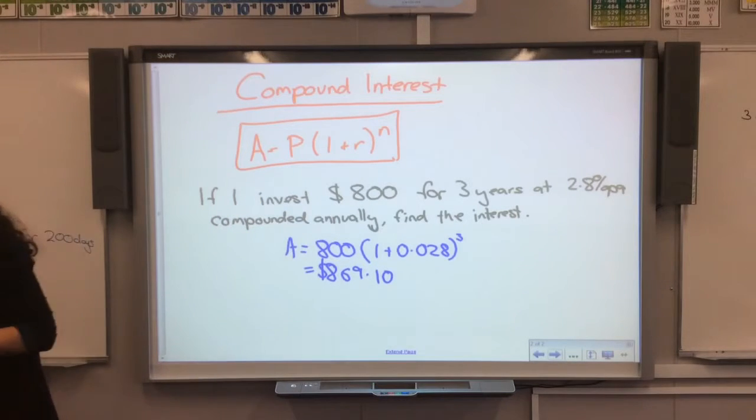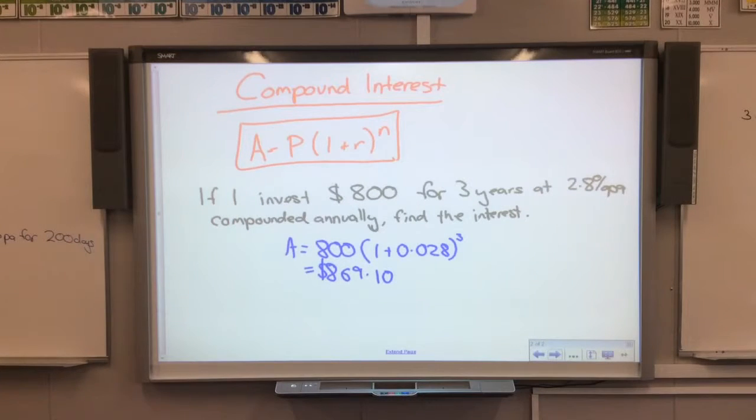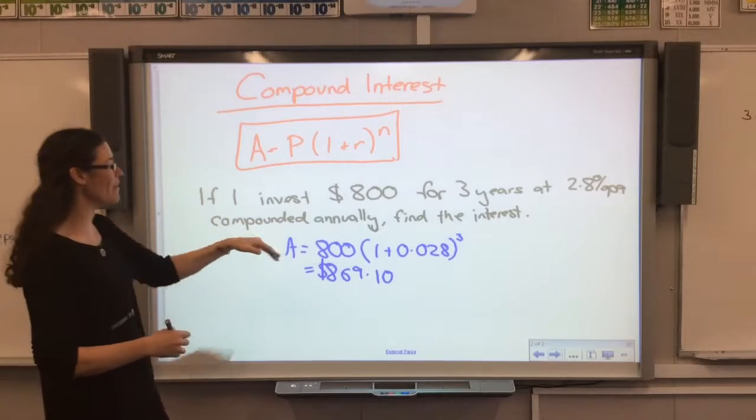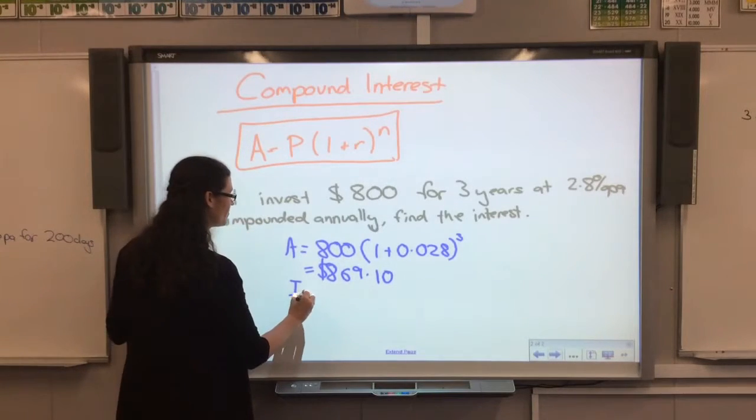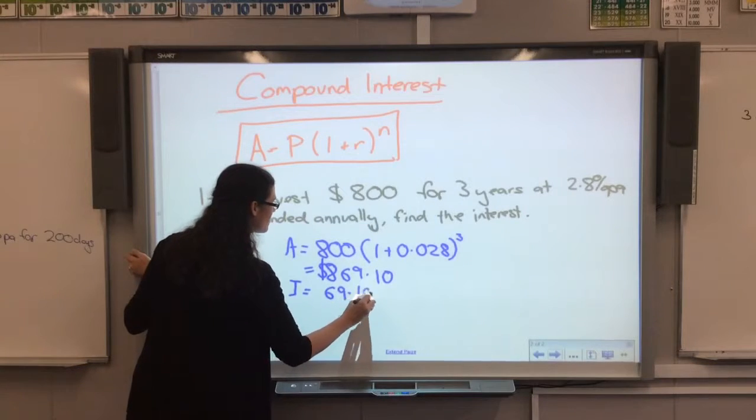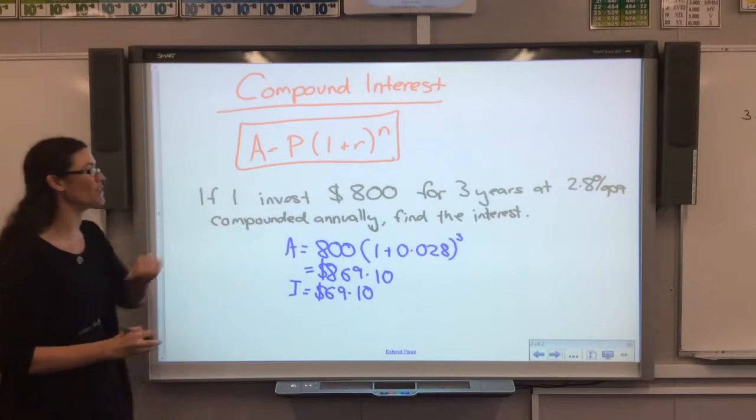Okay, we're going to do the same question, but this time I'm going to change. Oh no, I'm not done. That's not the answer, is it? No. Why not? Because you need to find the interest. The question asks for the interest, and that's the total amount in the account. What would the interest be? $69.10. Okay, because you just got to take off the initial investment.